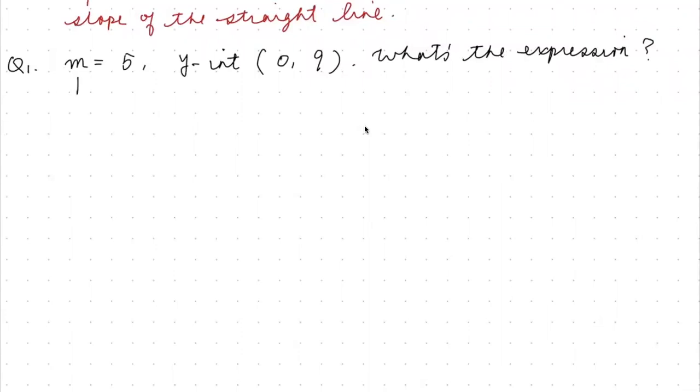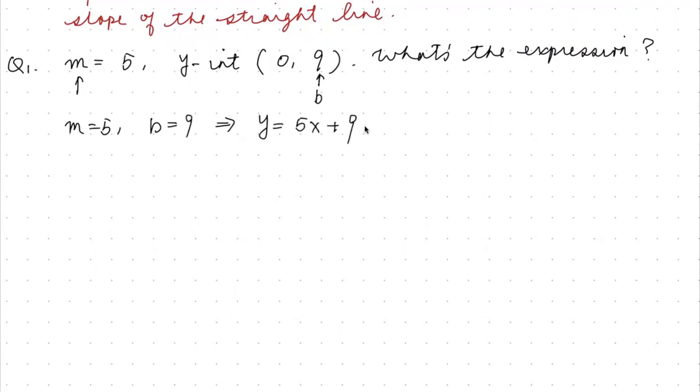We know that m is equal to 5, and we know y-intercept is 0, 9. So this point is 0, 9. So b is equal to 9. Okay. So we know these two pieces of information. We know m is equal to 5, and we know b is equal to 9. So these two pieces of information give us the expression y is equal to 5x plus 9.